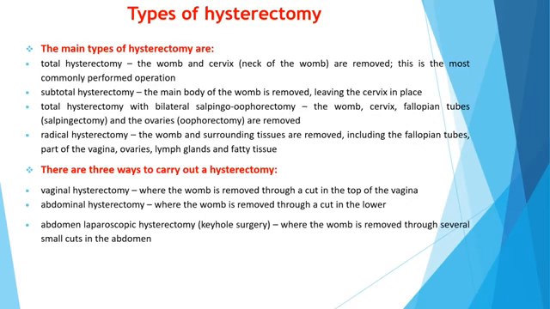There are three ways to carry out a hysterectomy. The vaginal hysterectomy, where the womb is removed through a cut at the top of the vagina. Abdominal hysterectomy, where the womb is removed through a cut in the lower abdomen. And laparoscopic hysterectomy, the keyhole surgery, where the womb is removed through a small cut in the abdomen.